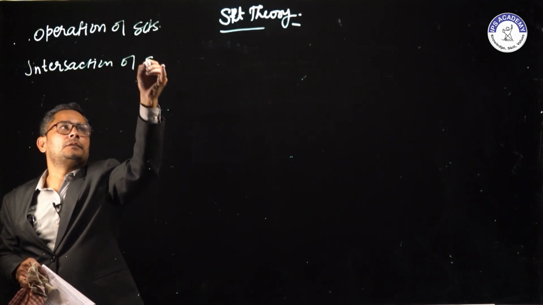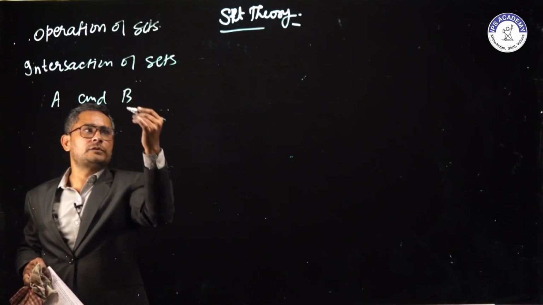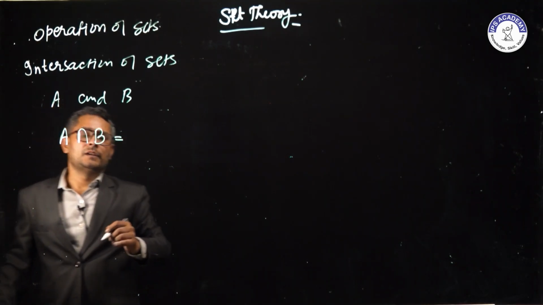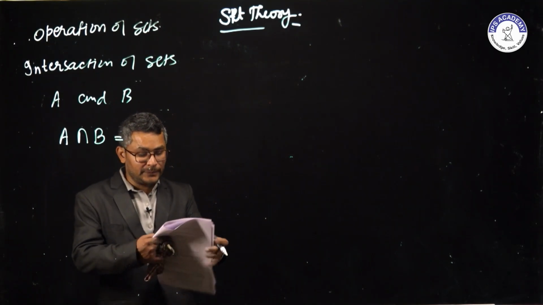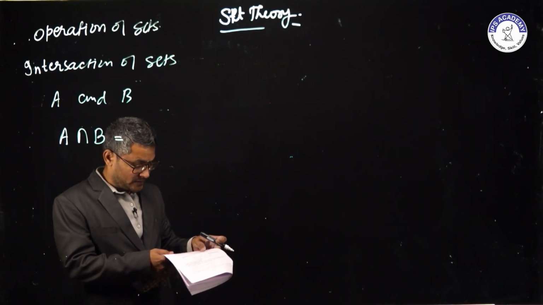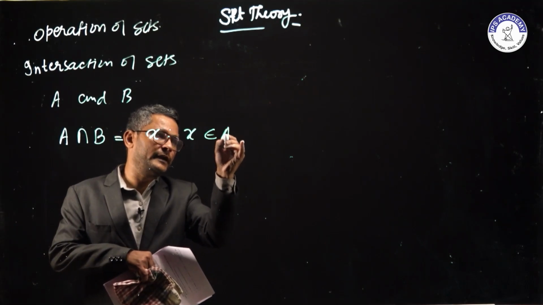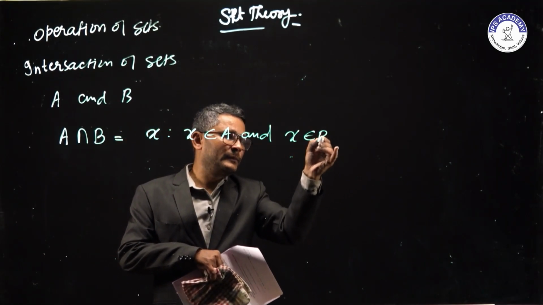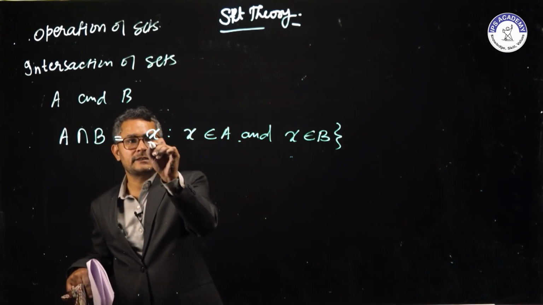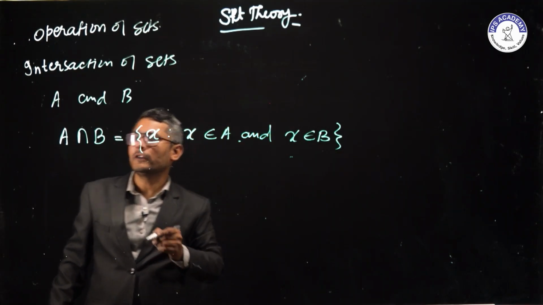Next is the intersection of sets. Let there be two sets A and B. The intersection is denoted by A intersection B. The intersection is the set of elements x where x is an element of A and x is an element of B. You see there is an AND, there is not OR. OR would mean available in either A or B, but x is only an element which is available in both A and B. That means the element which is available in both is the result of A intersection B.